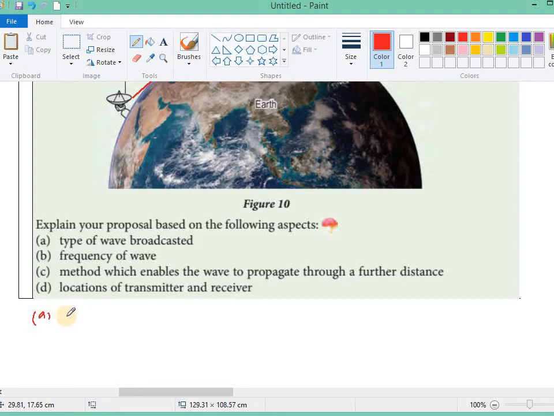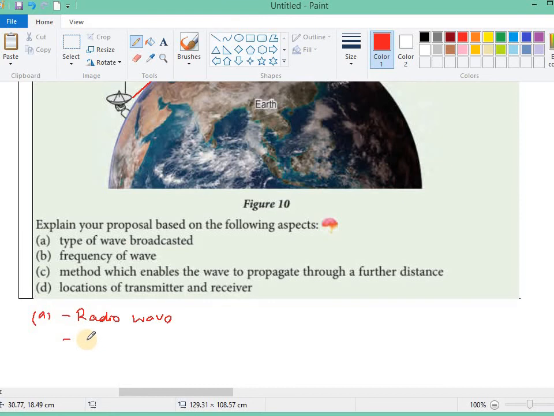Radio wave. I answer part by part. So we use radio wave. Type of wave for broadcast, radio wave.